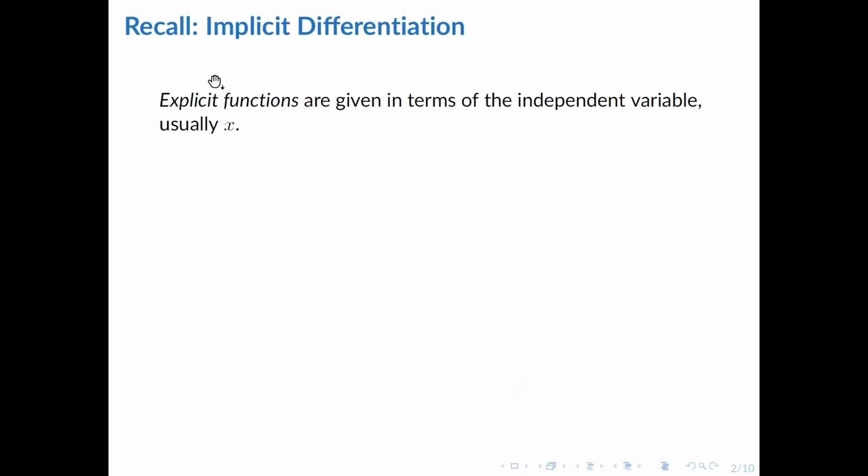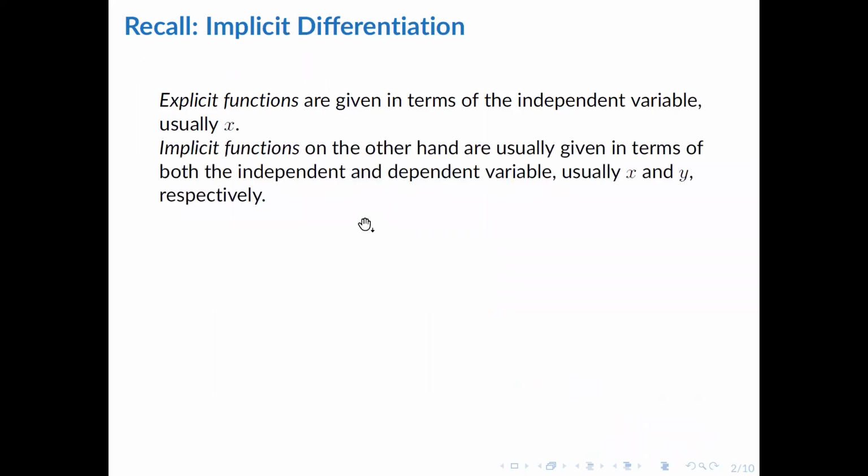Let's recall implicit differentiation first. Explicit functions are given in terms of the independent variable, usually x. Implicit functions, on the other hand, are usually given in terms of both the independent and dependent variable, usually x and y, respectively. For a given implicit function, we have a technique called implicit differentiation.